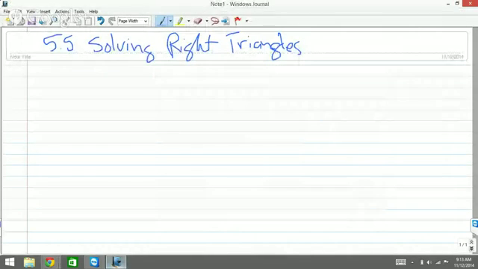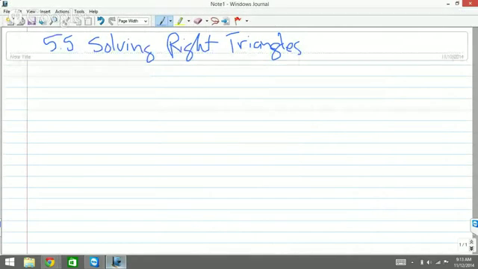Okay, so solving right triangles. You've done this before. We're going to add just a touch to it. We're going to bring in the unit circle a little bit. Now we're going to be calculating angle measurements. We've been calculating side lengths. Now we're going to be calculating angle measurements.